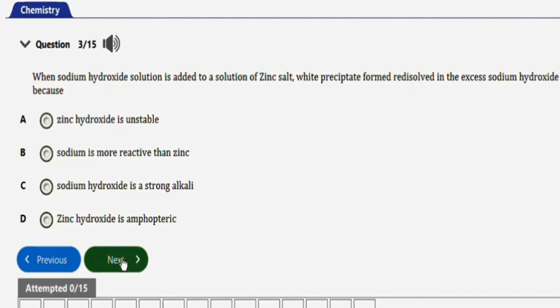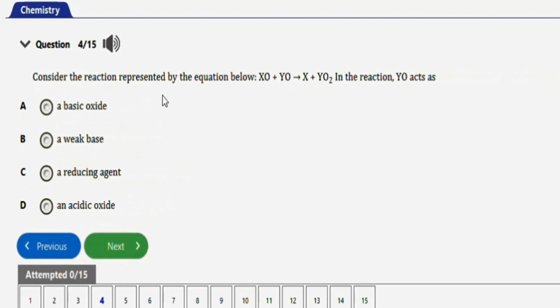Next question is this one. It says, consider the reaction represented by the equation below. In the reaction, YO acts as. Looking at this equation, you can deduce that this YO is a reducing agent. So the right option is option C. YO is a reducing agent. It reduces SO to X.